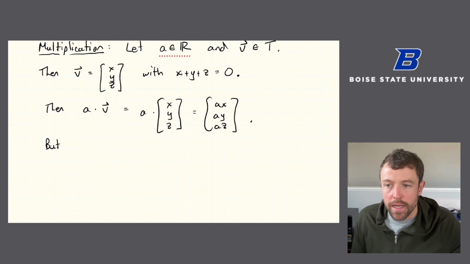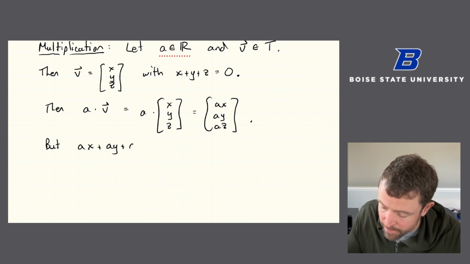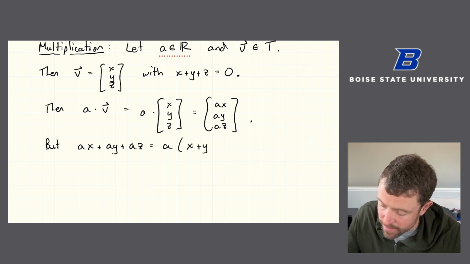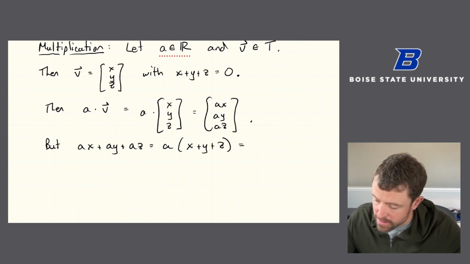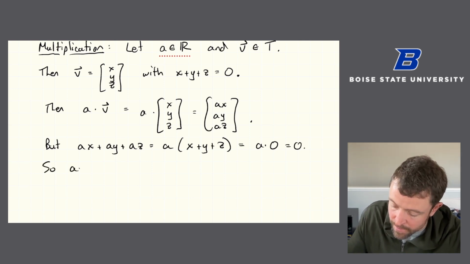And now I want to check that this is in the set. And I can do that by factoring out an A. And x plus y plus z is 0. This means that av is an element of T.